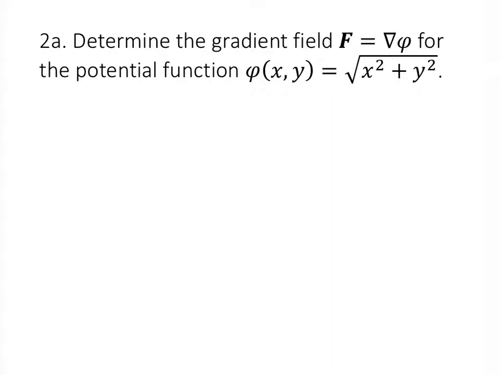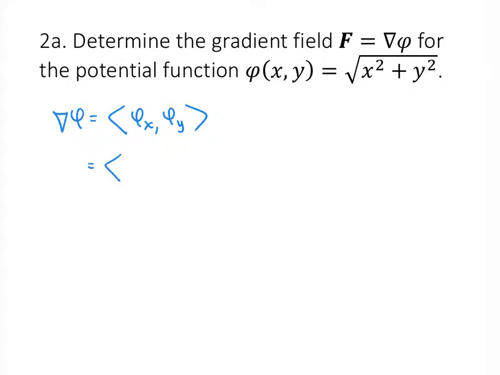Now we want to find the gradient field for a potential function. A potential function is just the name for this function phi that we're talking about, and the vector field is simply the gradient of phi. Now remember that the gradient of phi is just the vector that has the x partial derivative of phi in the x component, and the y partial derivative of phi in the y component.